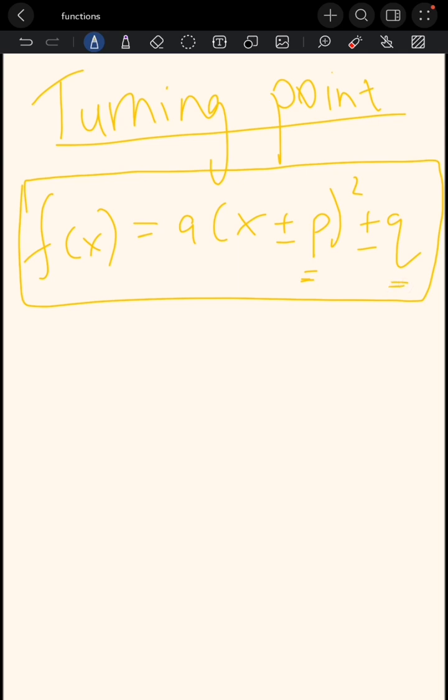Whenever we're given a generic equation like this and you're given the turning point, you're just going to replace your p value depending on whether it's moved left or right, and your q value depending on whether it moved up or down.